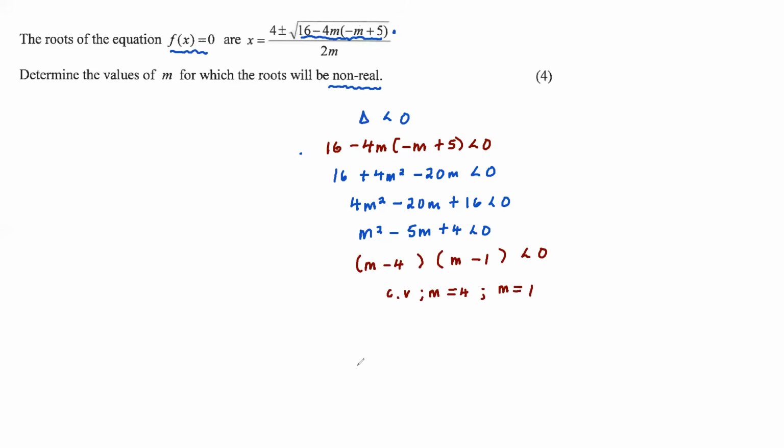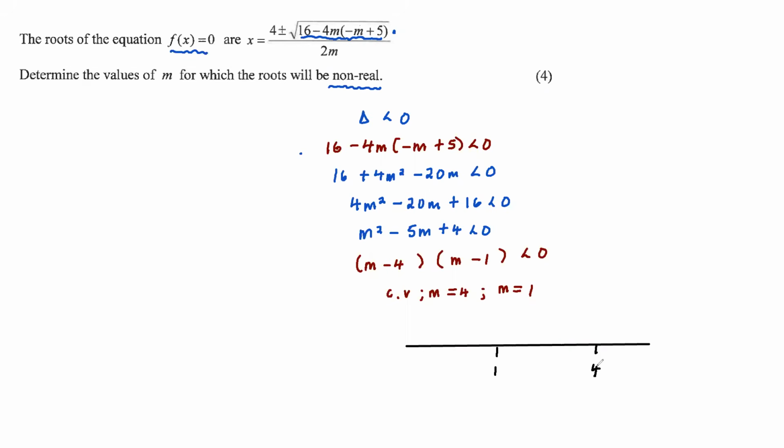Then remember, you're looking for the values of m for which the roots would be non-real. If you were to put this on a number line, you would have something to this effect. And what are your critical values? This is what we do when we do inequalities. There's another way to do it, but this is also good as well. So you got 1 right there. Then you got 4.